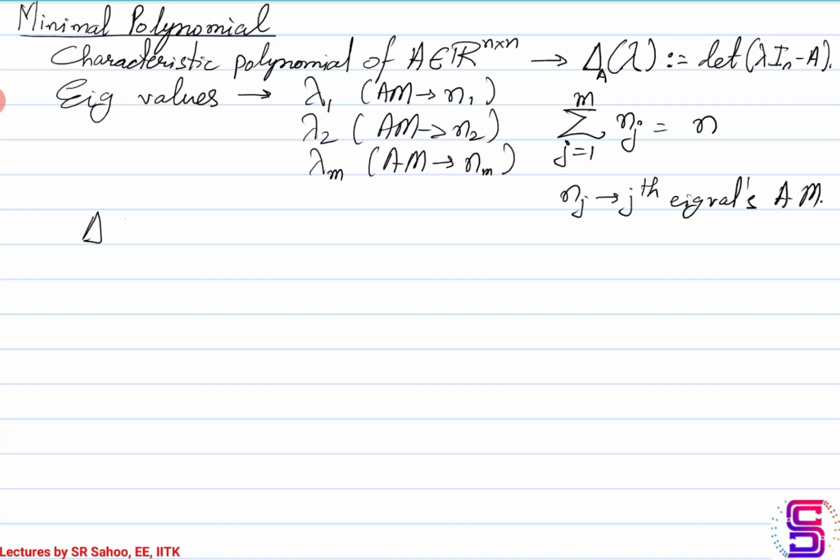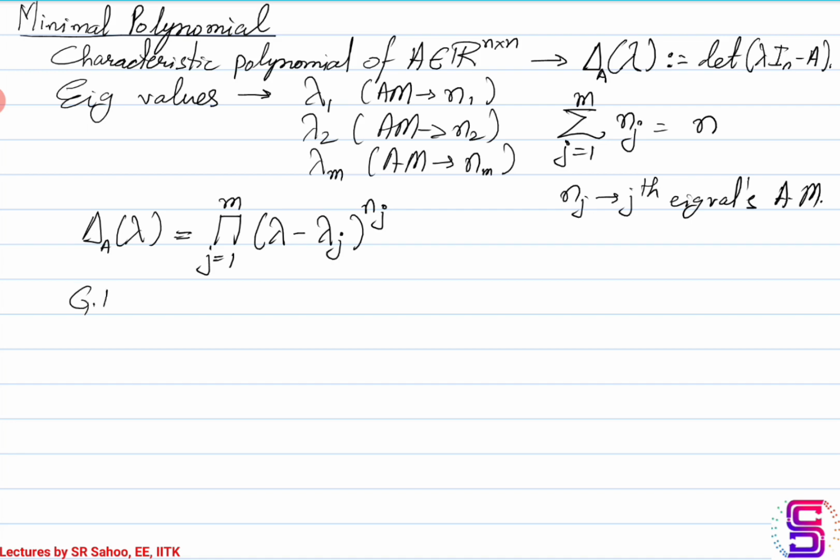Then, from here, I can express this characteristic polynomial as a continued product, j equal to 1 to m, of lambda minus lambda j, where lambda j is basically a root of the characteristic polynomial. So lambda minus lambda j becomes the factor, and the algebraic multiplicity tells you how many times lambda minus lambda j is repeated.